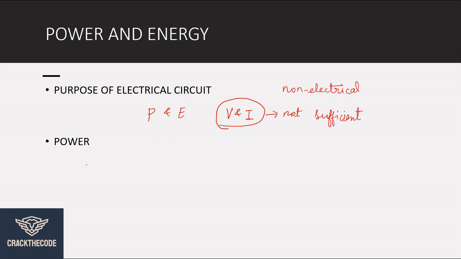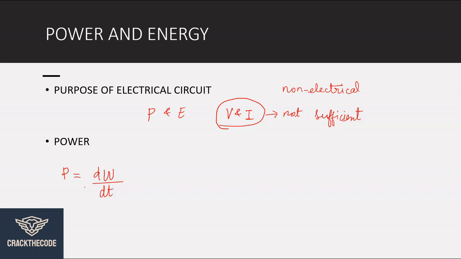All right. So we define power as the rate of consumption or expenditure of energy by the circuit elements. So we can write power as dW by dt. It's a rate of expenditure or consumption of energy by the circuit element.